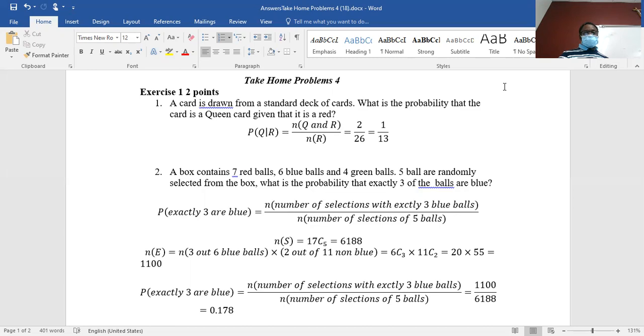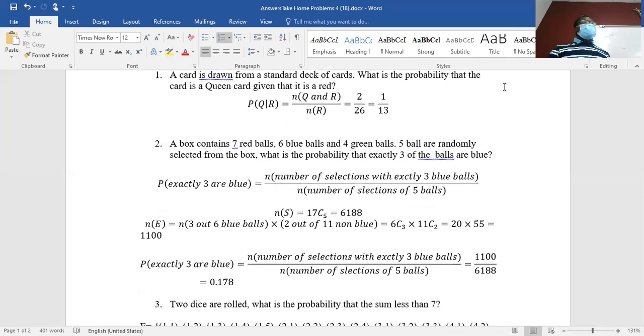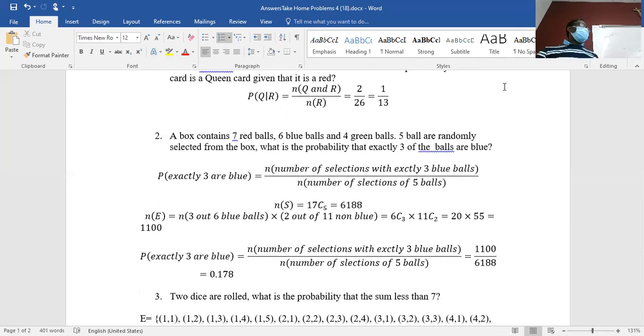So we want to choose 3 out of 6 blue, that is 6 combination 3, and that will be 20. And 2 out of 11, that is 11 combination 2, that will be 55. You can use your calculator to get those numbers. If you have a question, you stop me. So this will give 1100 divided by 6188.